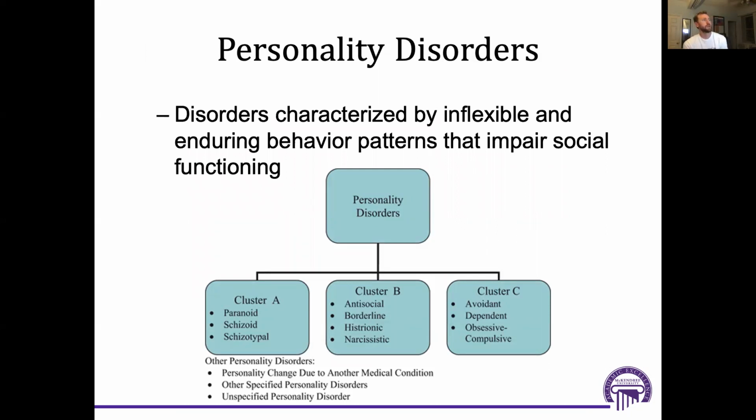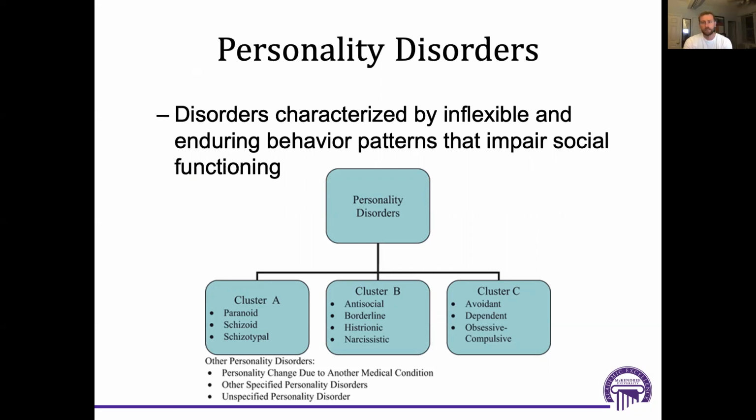They refer to inflexible or enduring patterns of behavior that impair social functioning, and they can be organized into 3 separate groups. Cluster A we have what are known as paranoid, schizoid, and schizotypal, which are more related to schizophrenia in terms of personality. Cluster B, antisocial, which is related to psychopathy. So whenever you think of Ted Bundy, that's antisocial. 25% of the prison population is estimated to have antisocial personality disorder. Borderline, histrionic, and then narcissistic.